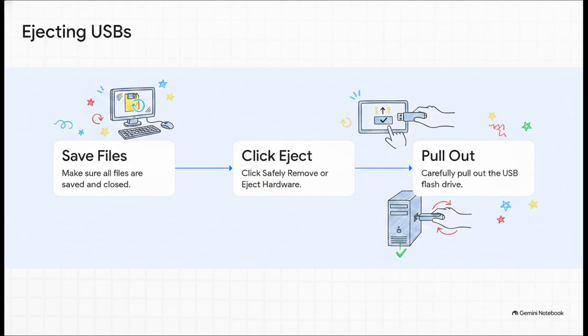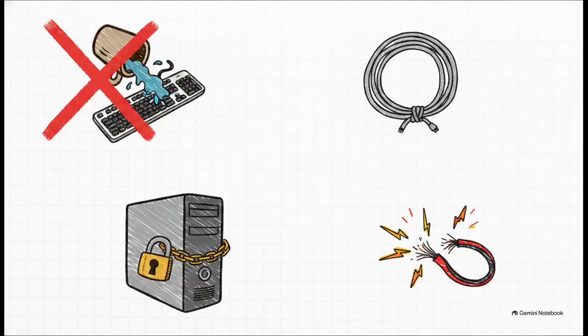The right way to do it is simple. Save your files, trigger the software eject command, wait for the system to say it's okay, and only then pull the drive out. Let's lock in just a few more basic safety habits.